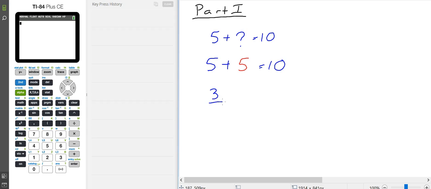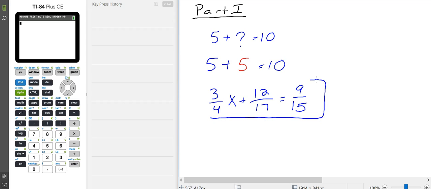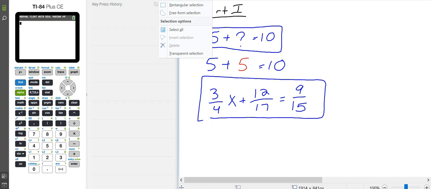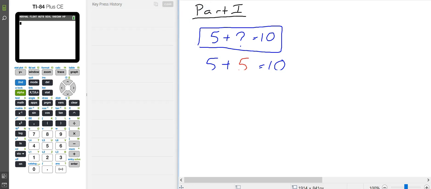Let's say you would have 3 over 4x plus 12 over 17 is equal to 9 over 15. You need to know how to solve this equation, and in order to do that, you need to know how to solve it using math. So how do we do that? We're going to represent this question mark by a variable. We could use x, y, z. We're going to use x.